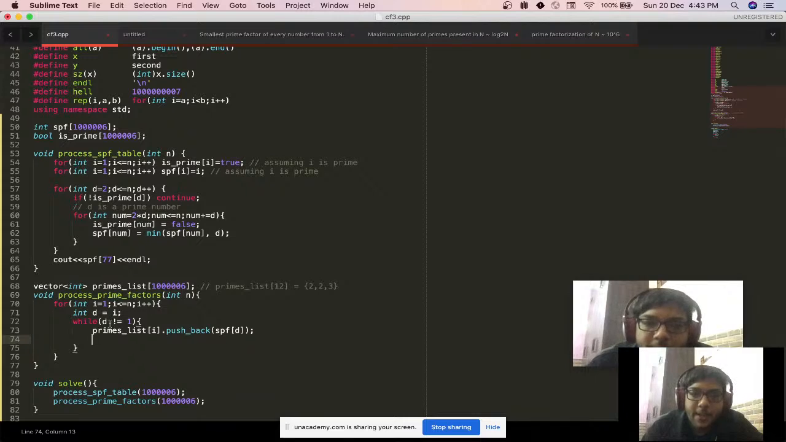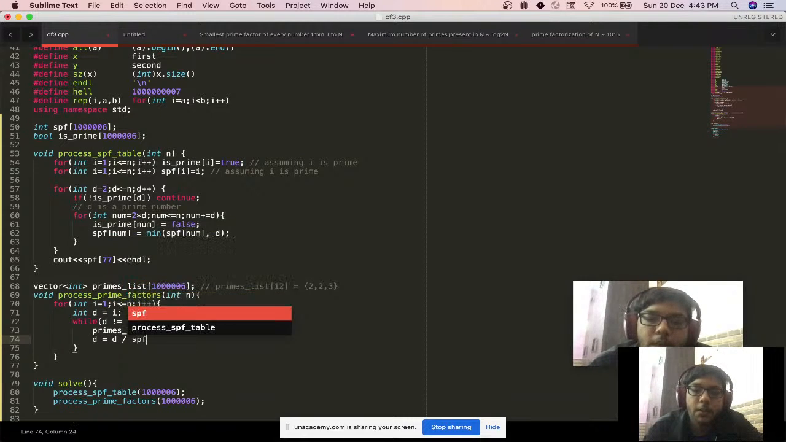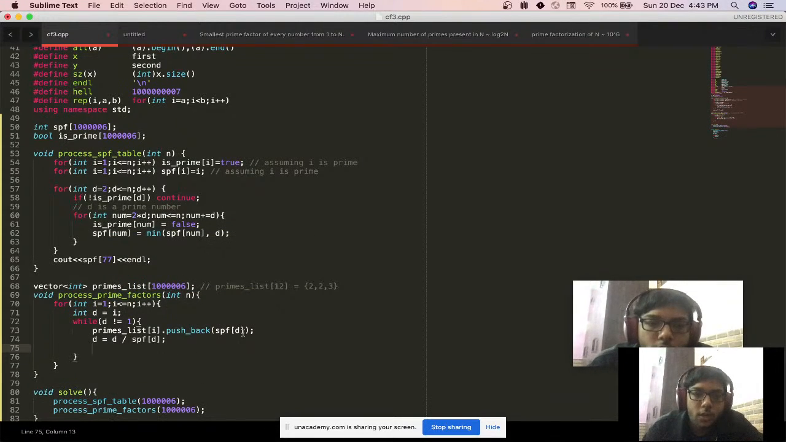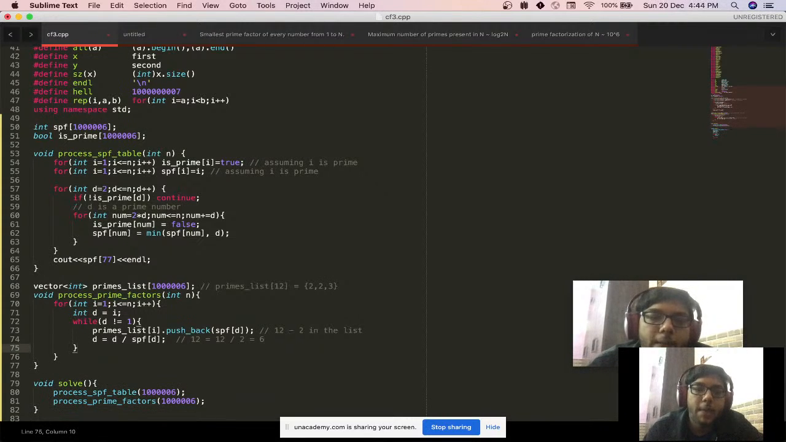So I'm extracting the smallest prime factor of d and pushing it into the primes list of i, because we are factorizing i only. Then I am extracting that smallest prime factor out of d, so d equals d divided by SPF of d. What does this mean? Let me take the example of 12. We push 2 in the list and we reduce 12 by 2: 12 becomes 12 by 2, that is 6. Next time, 6 has the smallest prime factor 2, 2 would be pushed, and 6 would be reduced to 3 by this statement.